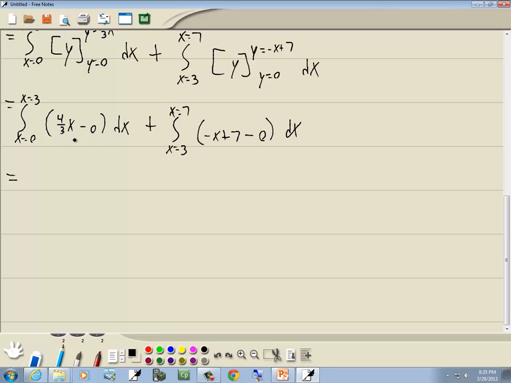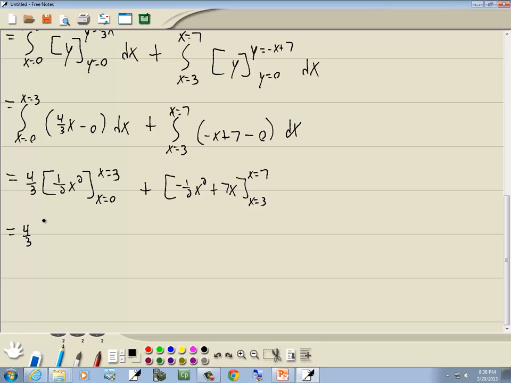And now I'm going to take the integral with respect to x. So this gives me, actually, let me put the 4/3 out in front. So we'll have 4/3 there. And then the integral of x is, you add 1 to your power, divide by a new power, so that's 1/2 x squared, from x equals 0 to x equals 3. And on this one, the negative x, that becomes negative 1/2 x squared. Again, add 1 to the power, divide by a new power, plus, and then we put an x on the 7. And this will go from x equals 3 to x equals 7.